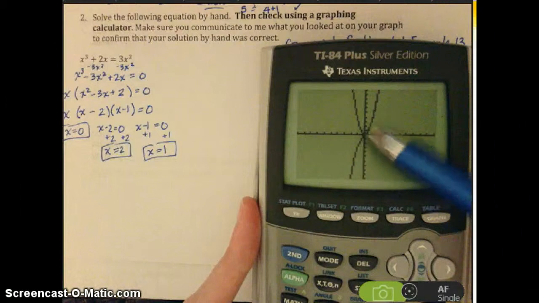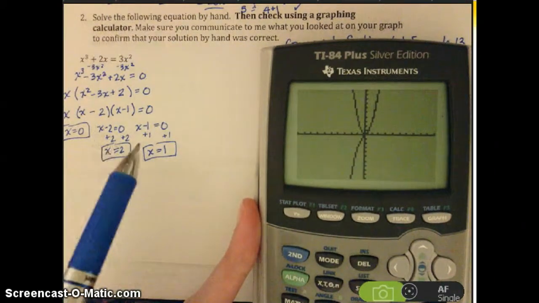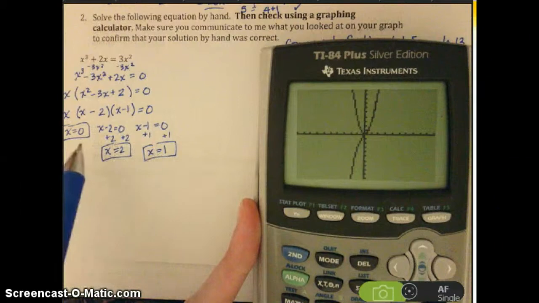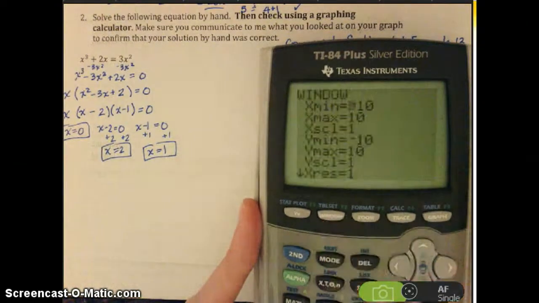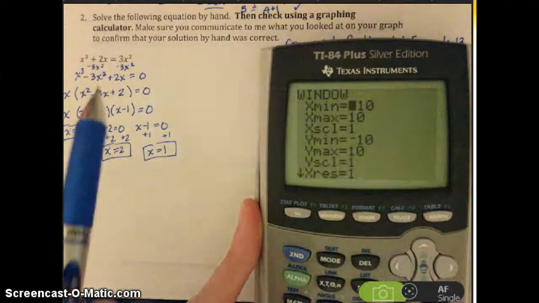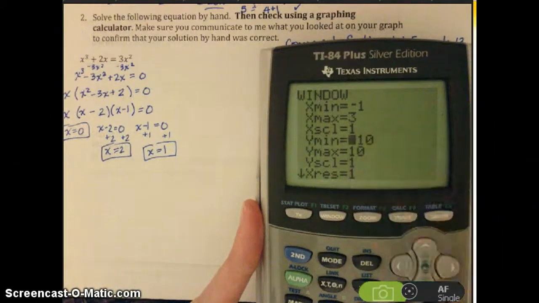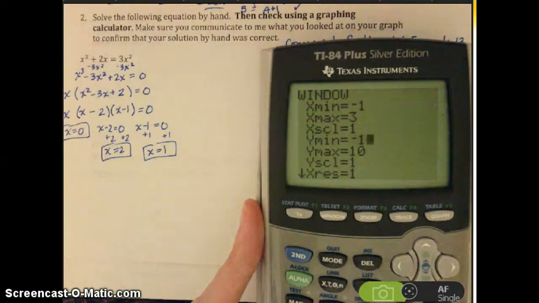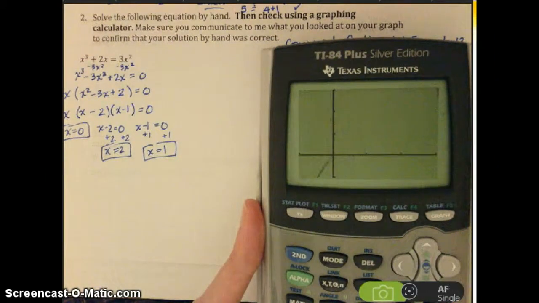Okay, and that's a little bit hard to see. My work tells me where I expect the intersections to be, so I'm going to use that information to choose a better window so I can see more what's going on. The smallest x I need is 0. I'll go down to -1, and I'll go up to 3, and then it looks like maybe I could go in about the same neighborhood in the y direction. That's a guess. Let's check and see if it's any good.